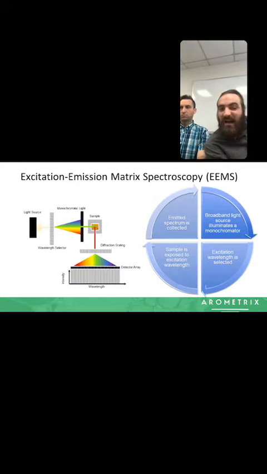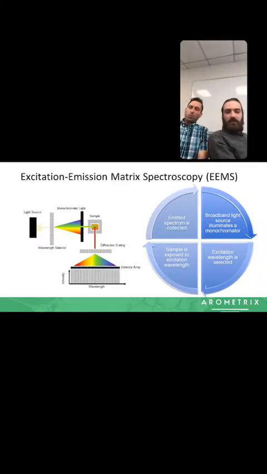But one thing that I'll show you about how EEMS does operate is what you do is you have basically a broadband, or what we call a white light source. It illuminates something called a monochromator. What a monochromator does is it selects a specific wavelength of light to allow to shine through. So it's only transparent to a selected wavelength of light.